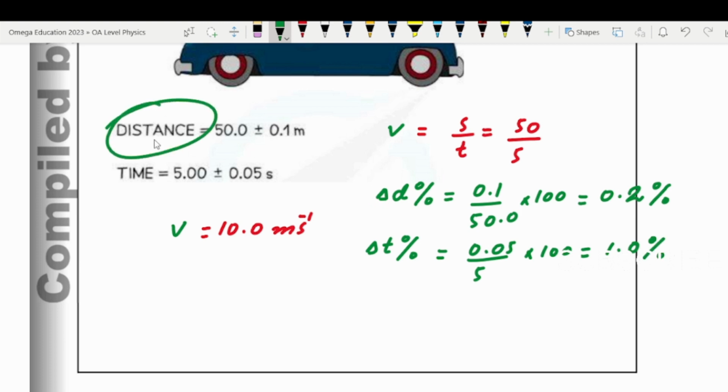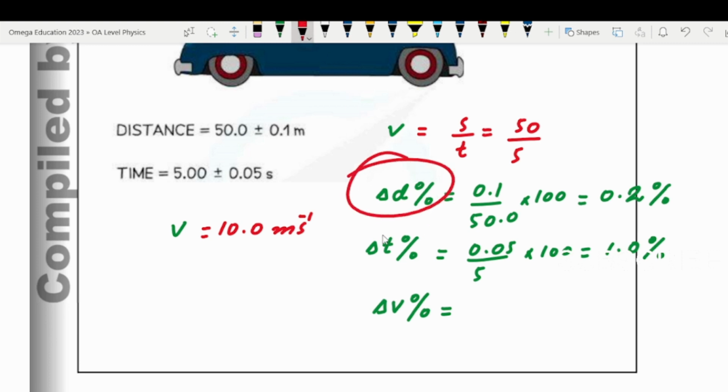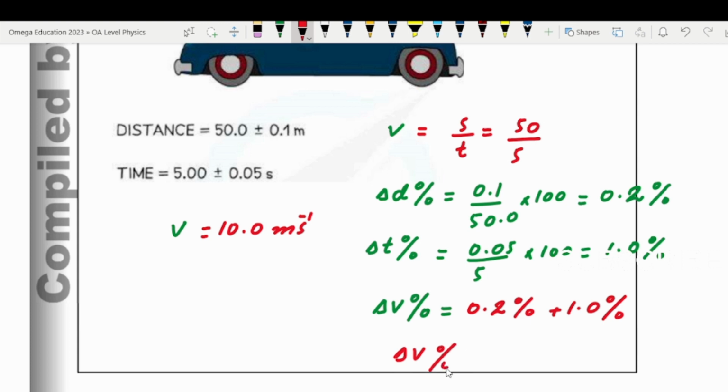So we found the percentage uncertainty of distance, we found the percentage uncertainty of time, then we find the total percentage uncertainty by adding both of them. So the percentage uncertainty of speed would be equal to the sum of the percentage uncertainty of distance and the percentage uncertainty of time. So that'll be 0.2% plus 1.0%. So what do we get from here? We get delta V percent equals 1.2%.